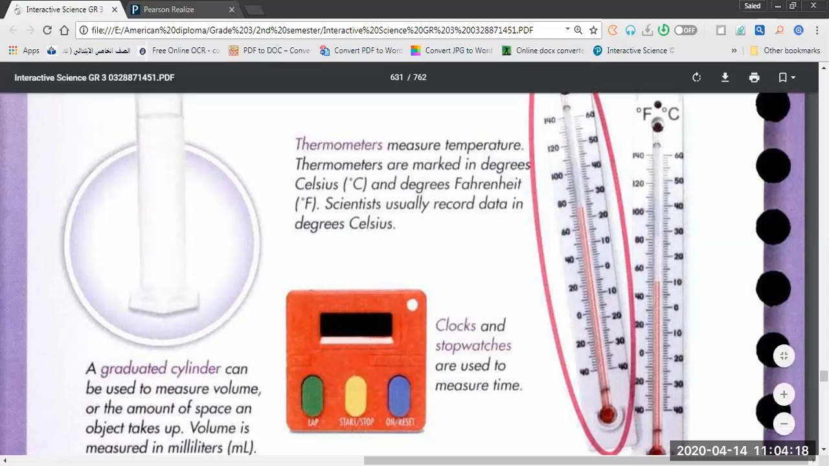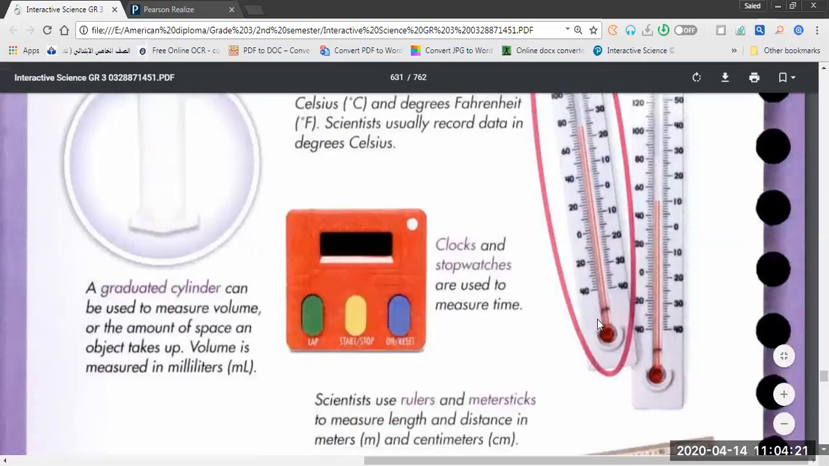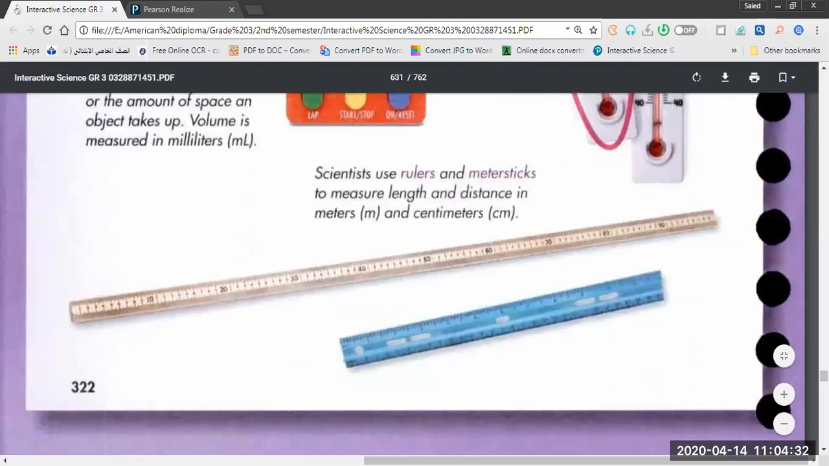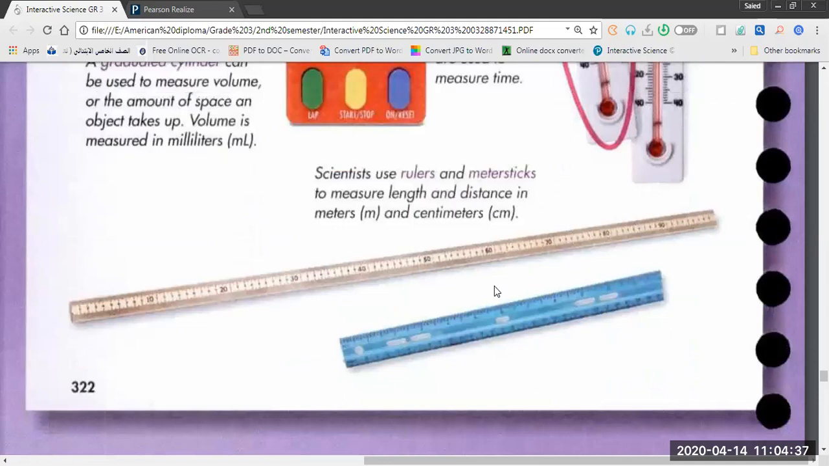Okay, the third type here is clocks and stopwatch, and all of us know the stopwatch is used to measure time. Okay, and we have here at the bottom of this page ruler and meter stick, and we know that the ruler or meter stick is used to measure length. But the main thing is, the ruler is used to measure small lengths only, like if you want to measure the length of your book or your pencil.